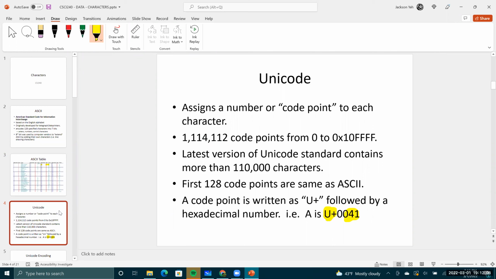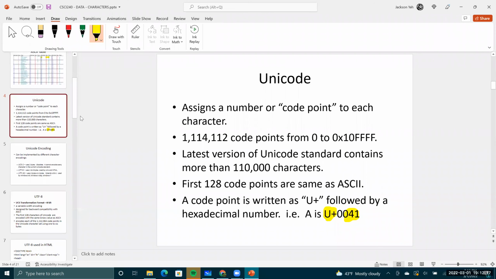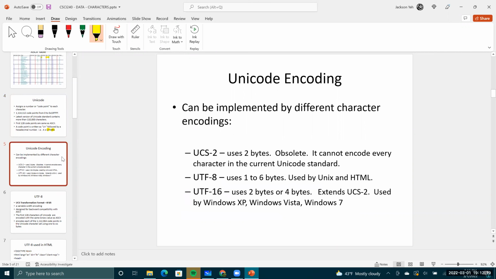All right, so now that we have a general understanding that Unicode assigns a hex value to a character, ultimately, when it gets stored back into a computer, it needs to be in binary, zeros and ones. So how do we do that? Like many other things we cover, there's more than one way to do it. For Unicode encoding, there are actually several different formats. UCS2 is one of the early formats, and it used 2 bytes, and it's now obsolete. The reason it's obsolete is because it can't encode every character in the current Unicode standard, because remember, the current standard has 110,000 characters.